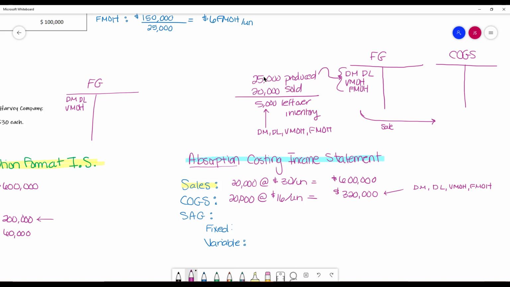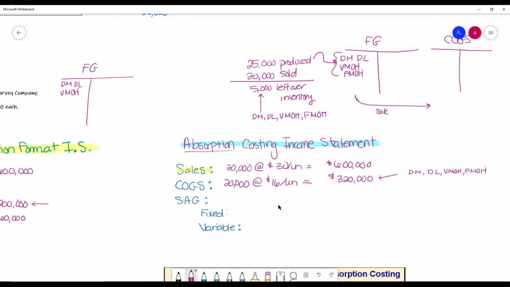So in the event that you don't sell everything that you made and you have units left over, you're going to have fixed overhead from this period stuck in there that won't be released into cost of goods sold until a future period when those units are finally sold. So just an important point there. You'll see how that is going to be relevant as we look ahead.